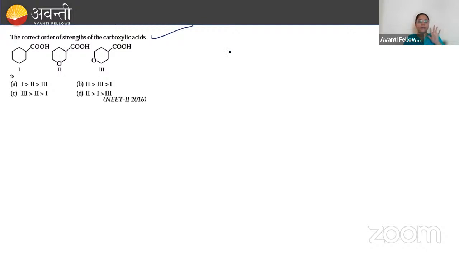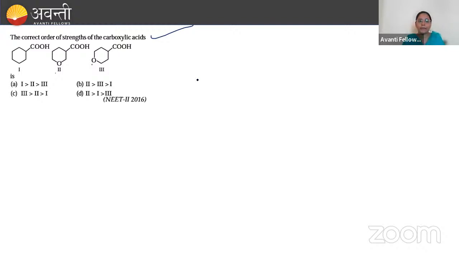First one, a simple cyclohexane COOH attached. In second, oxygen is present. In third one, oxygen is again present, but it is present much further away as compared to the second one. So what do you think? Which will be the correct answer here? 1, 2, 3, A, B, C, D.